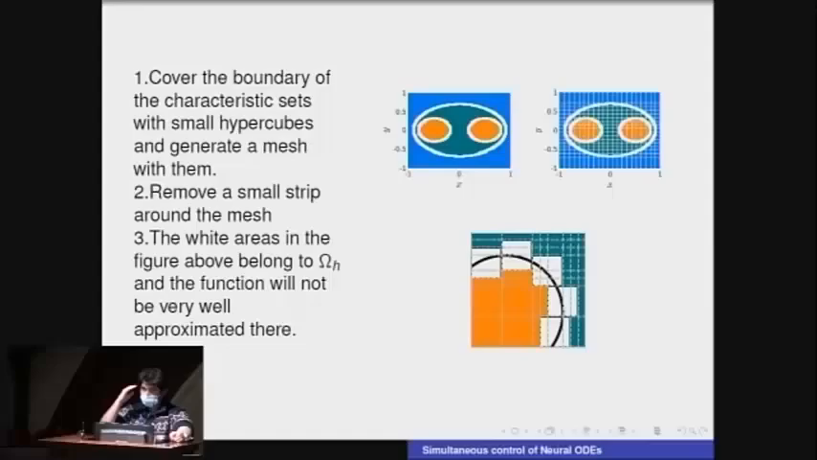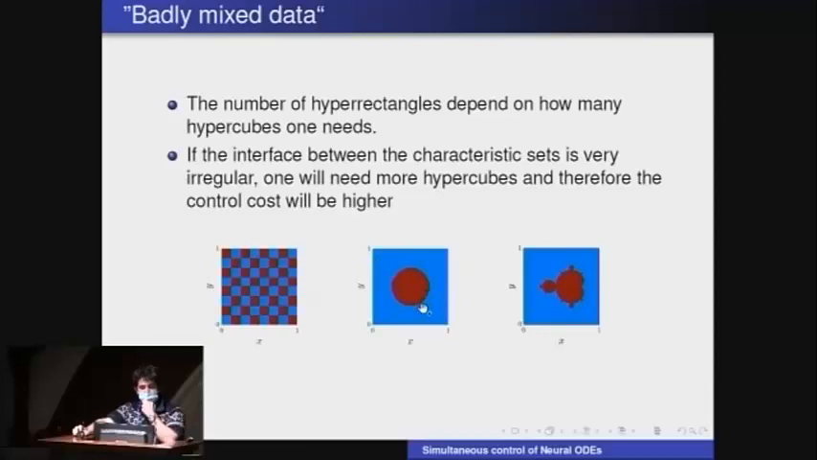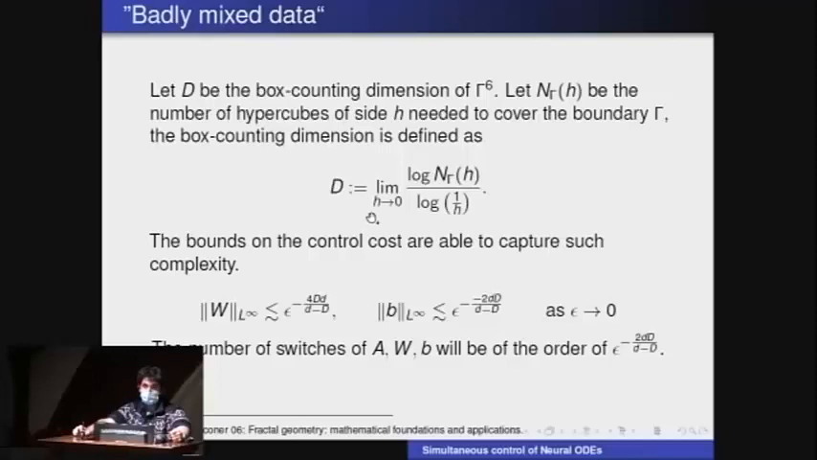As we have explained in the first slides, you have noticed that the number of steps depends on the number of points we have. So also here, and this will be seen in the norms of the controls, the norms of the control will also depend on the number of hyperrectangles we have. And this is where we will see that if the characteristic functions we're trying to approximate have boundaries that are very complex, this will be seen in the bounds of the control norm. What we can see is that the norms can carry the box counting dimension of the boundaries of the characteristic sets. So if the boundaries of your characteristic sets are very complex, this is seen in these bounds.